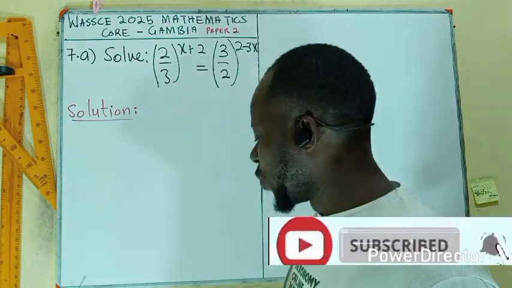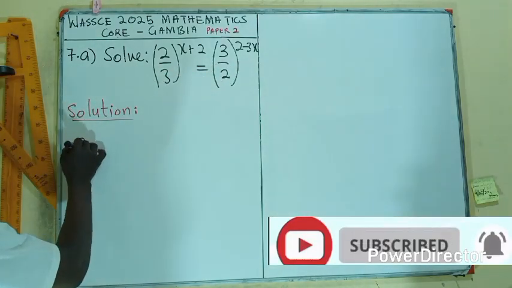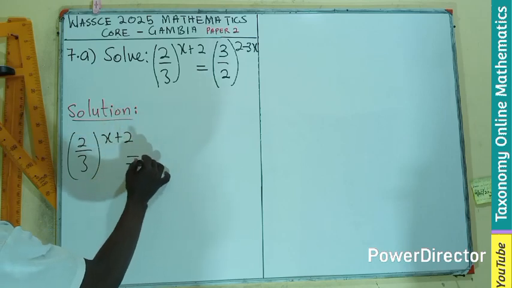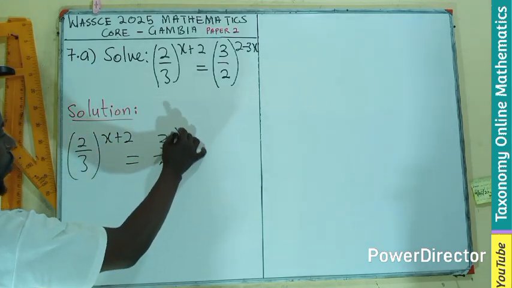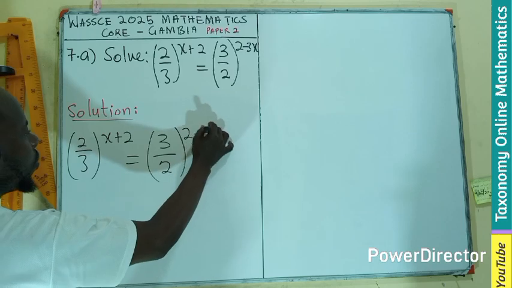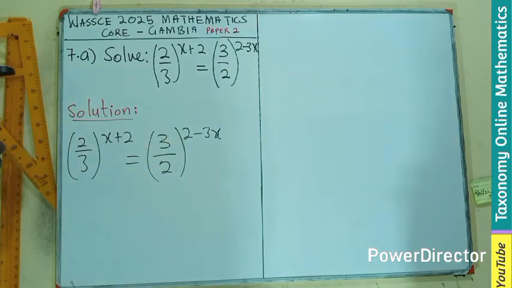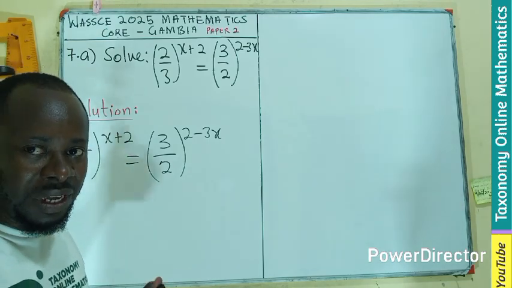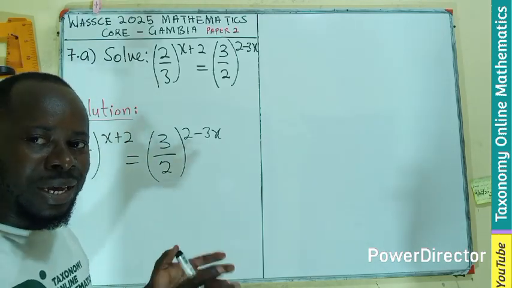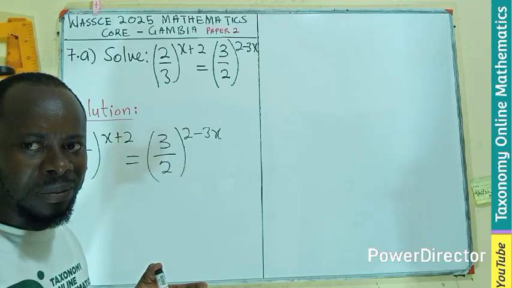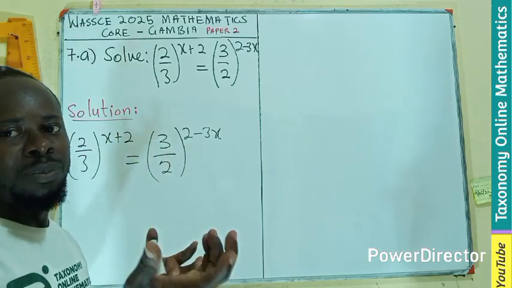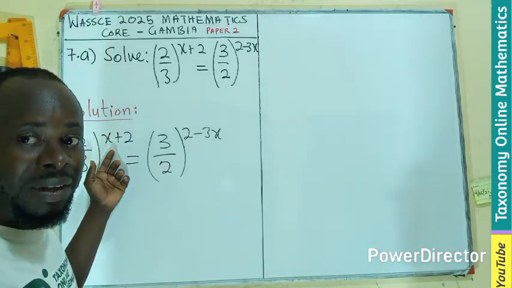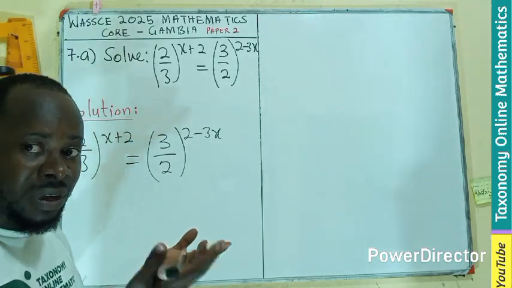We have to solve (2/3)^(x+2) = (3/2)^(2−3x). Bear in mind that this is an exponential equation, and the best way to solve it, if it will not lead to logarithm, is to make sure we have the same base or the same exponent at both sides of the equal sign. Looking at it, it will be difficult to make the exponent the same because it is made up of variables and a constant.